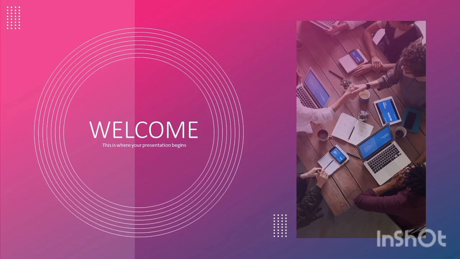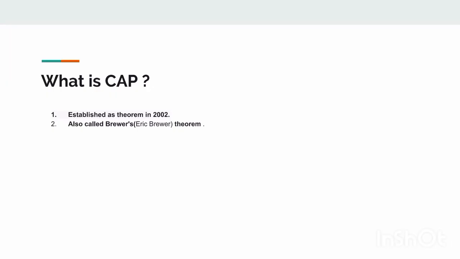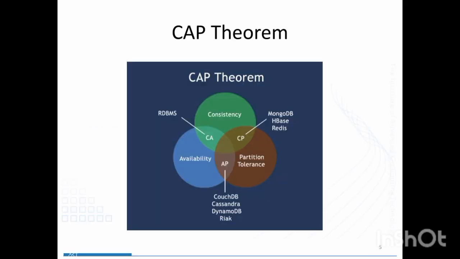I will explain the CAP theorem in database management systems. The CAP theorem is also known as Brewer's theorem. It states that in a distributed database system, there are three properties: consistency, availability, and partition tolerance. A system can achieve only two of the three at the same time, but not all three. So first of all, consistency.